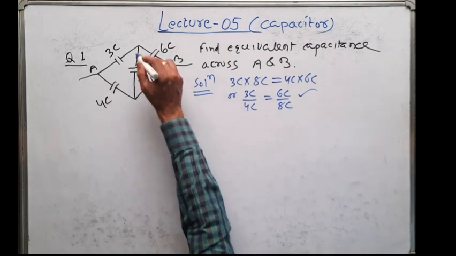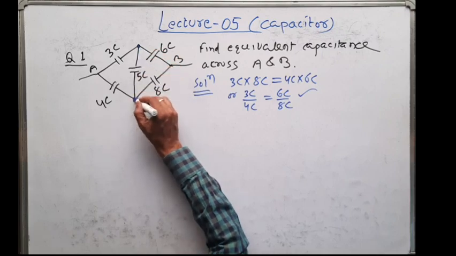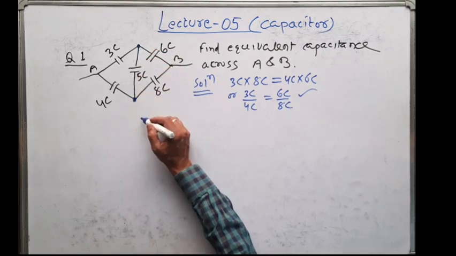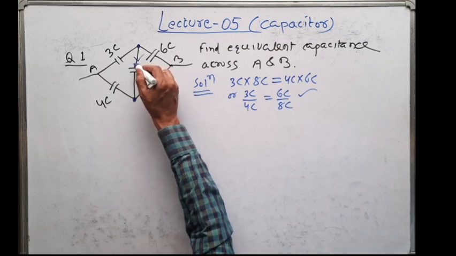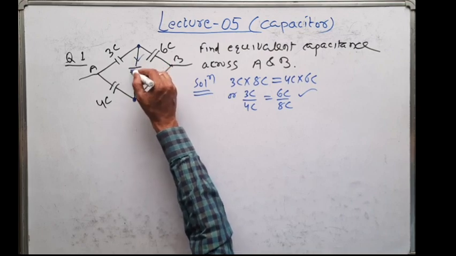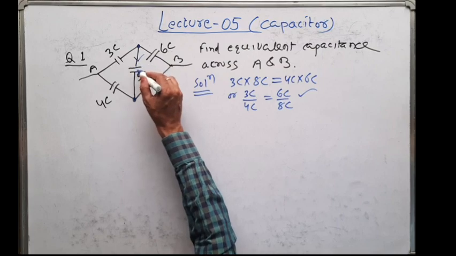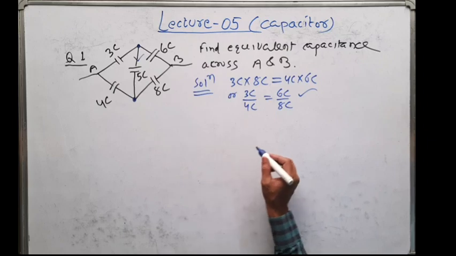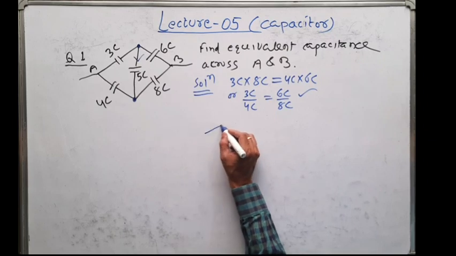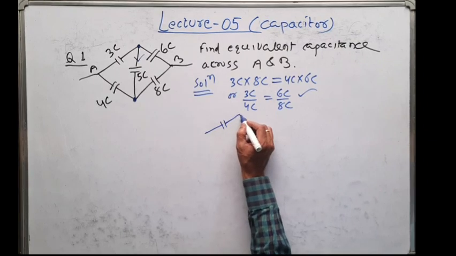If it is balanced, the potential at this point and this point is 0. If 0, there will be no flow of charge through this. So there is no charge. That means this capacitor will behave as an open circuit. We can remove this 5C. So after removal of this 5C, the circuit will be like this.